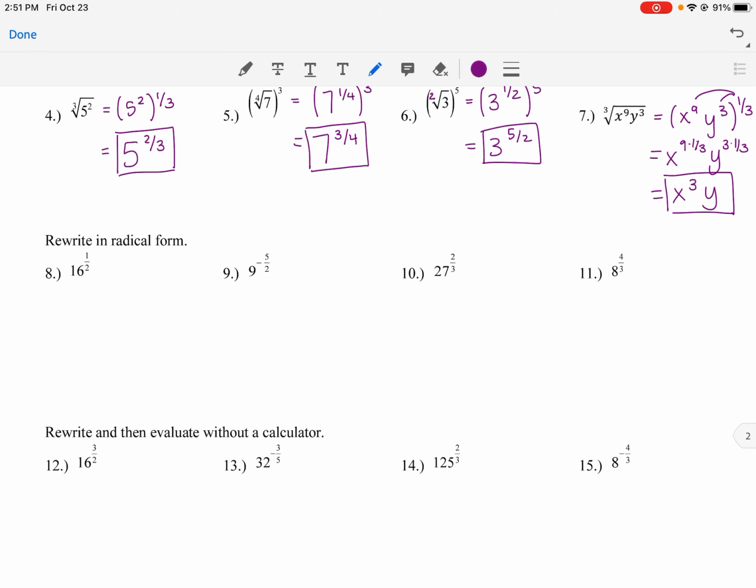So this time we're going to do the opposite. We're going to take the fractional exponent and make it a radical. So here, this is the square root. We've got a half of 16. That one you should recognize. The square root of 16 is 4.